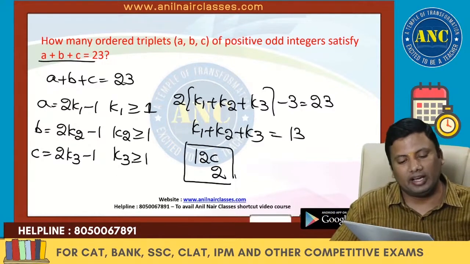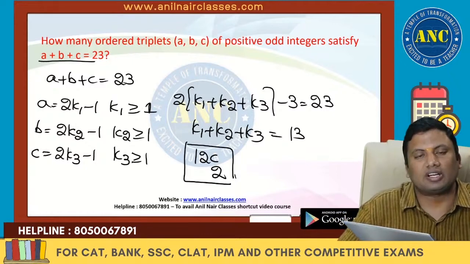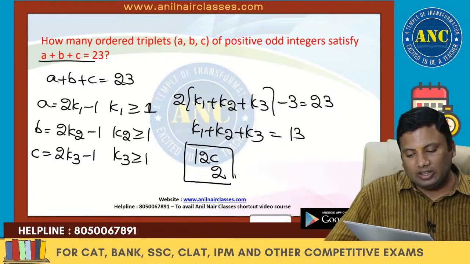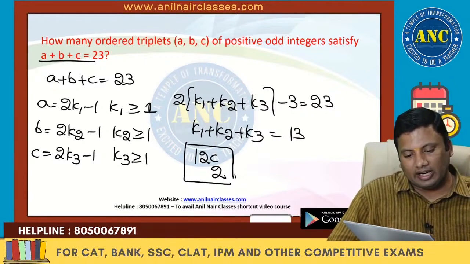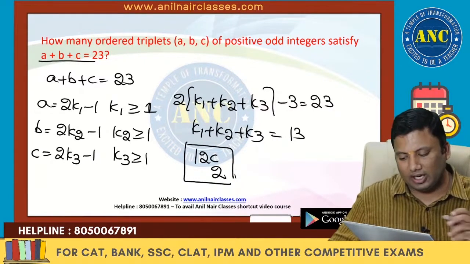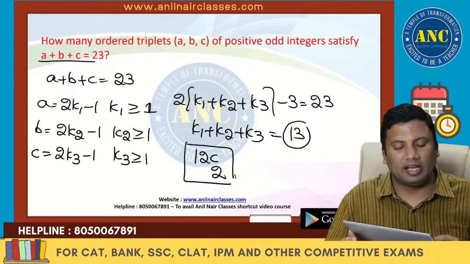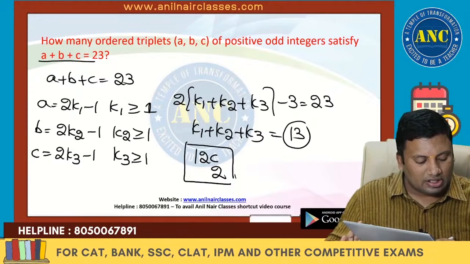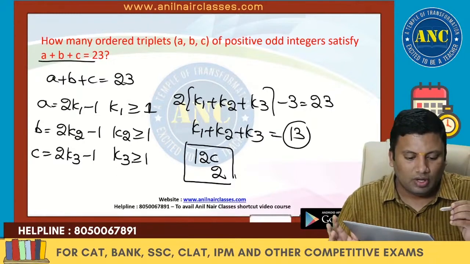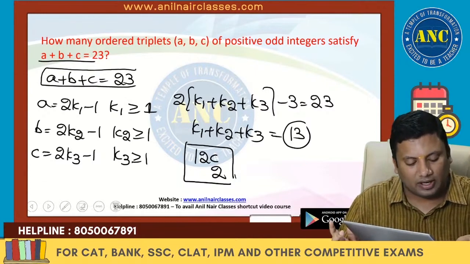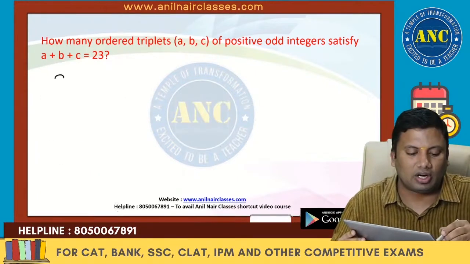I hope the idea is clear. If the variables start from 1, 2 into (k1 plus k2 plus k3) minus 3, when it goes to the right-hand side, becomes plus 3. 26 by 2 is 13. 13 balls are kept in a line. There are 12 gaps. So it is 12C2. What if it is 2k1 plus 1? That answer also will not change.